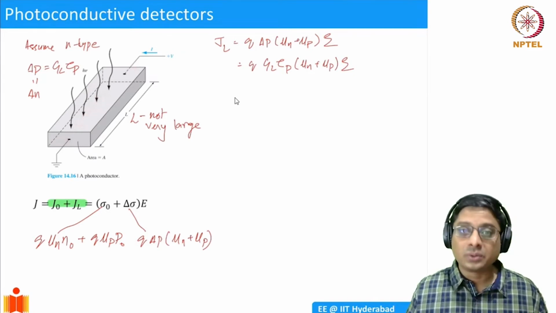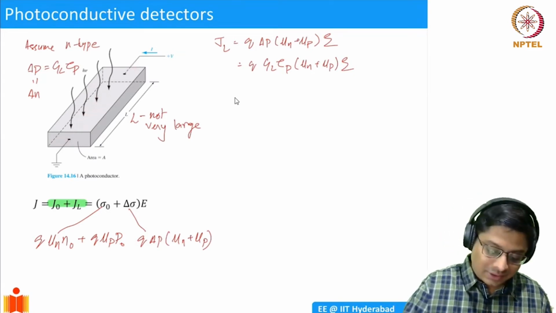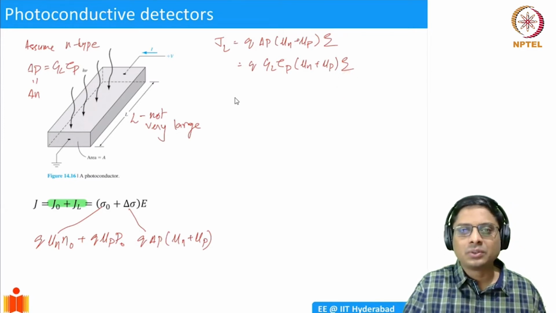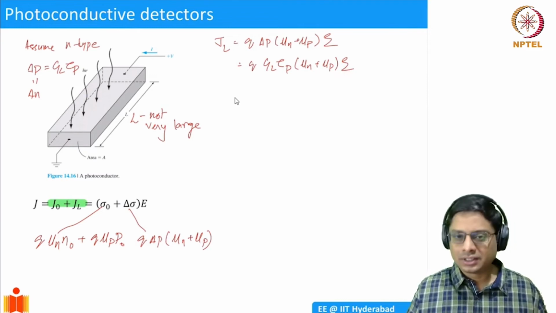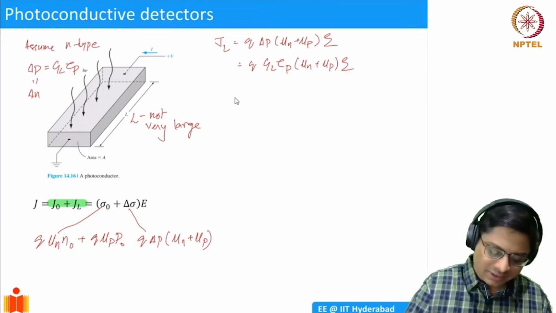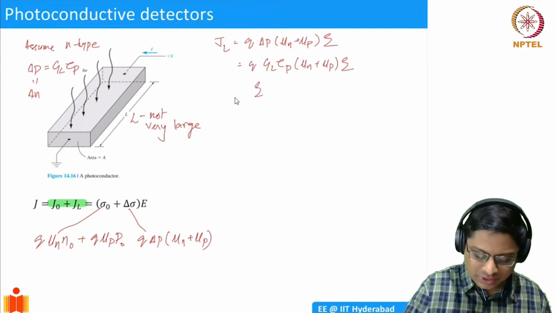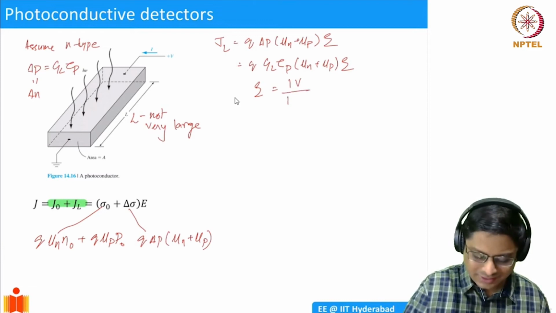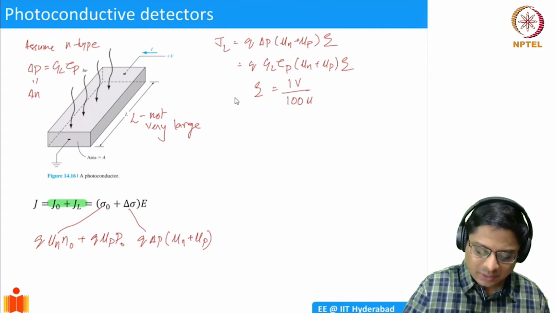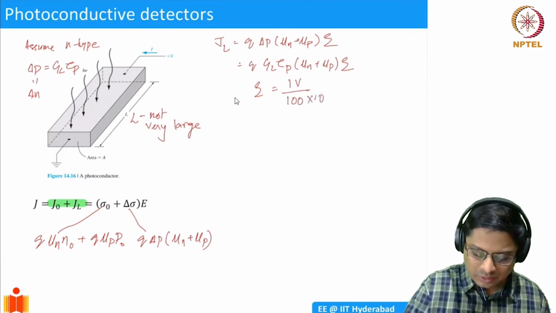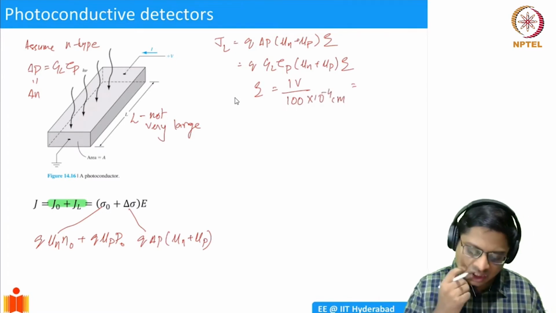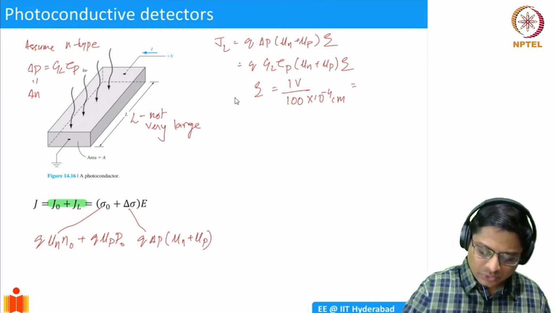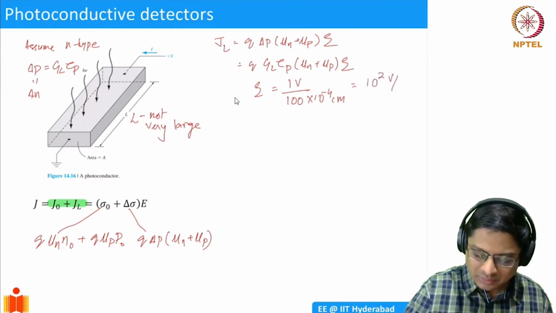There is another reason why L should not be large. We have the electric field E here, and the electric field will simply be the voltage divided by the length, right? So for example, if I apply a voltage of 1 volt and I take my detector length to be, let's say, 100 microns, just as an example, 100 microns will be 10 power minus 4 centimeter. So 1 divided by that is 10 power 4. So basically 10 power 2 volts per centimeter.